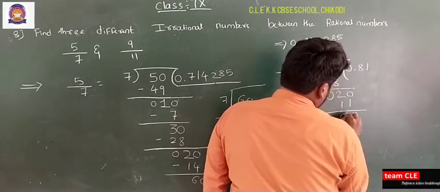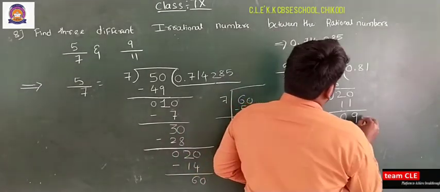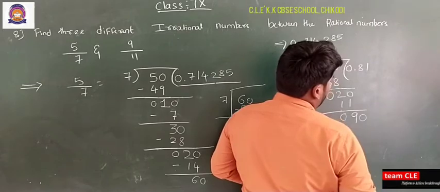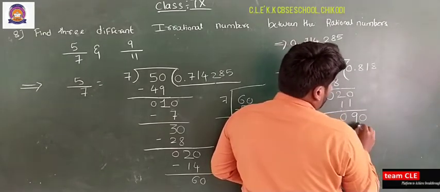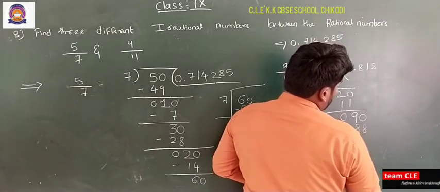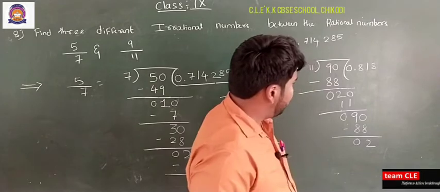Again 2 minus 2 equals 0. So 20 minus 11, again I get 9. Again increase by 1 zero, it becomes 90. 11 8s are 88. So we get 0 2. Again we get 0 2.